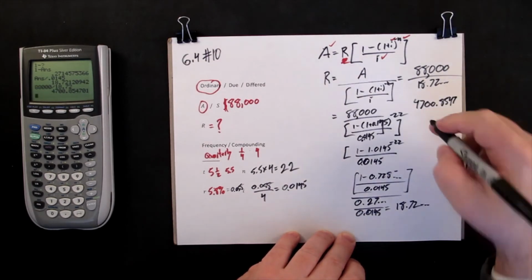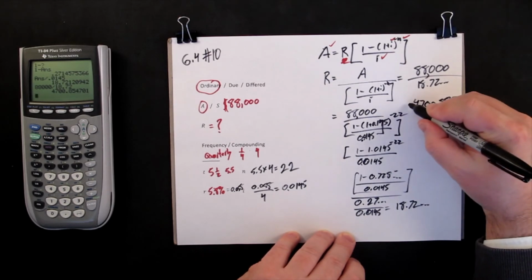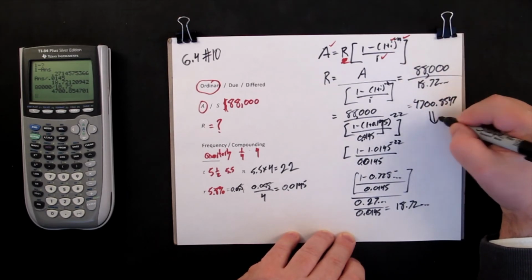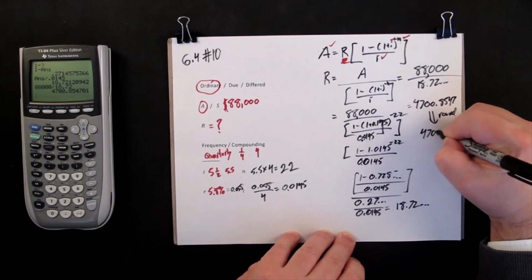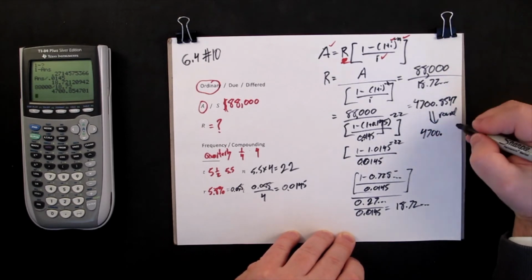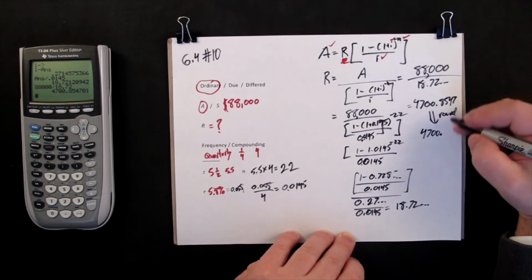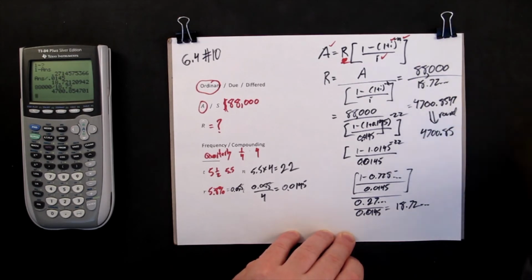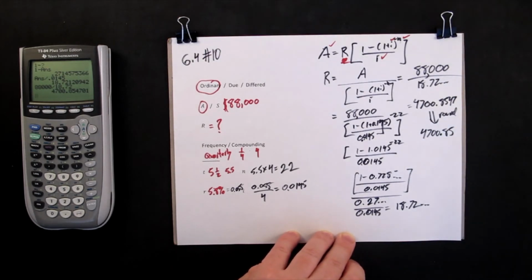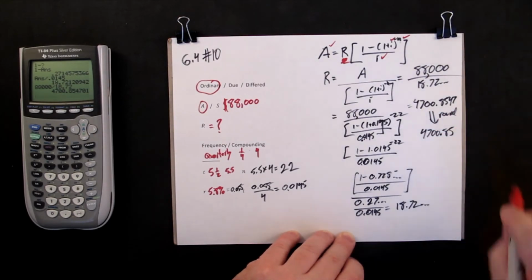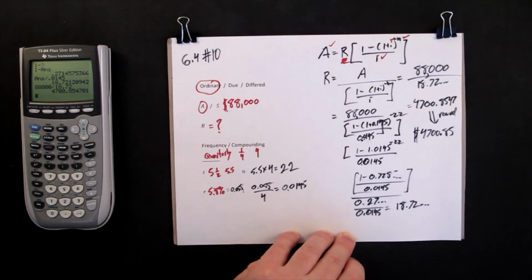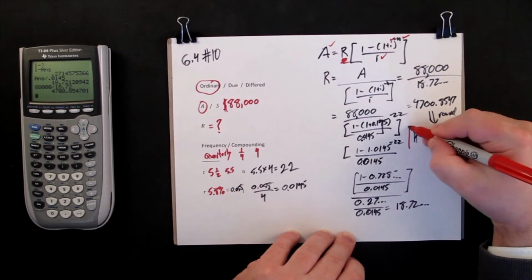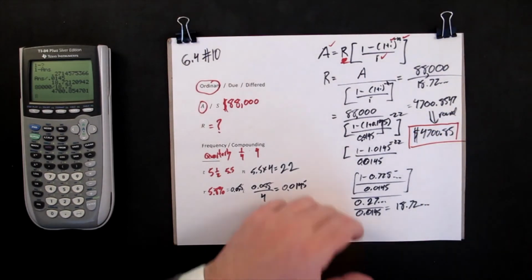And at this stage, you now want to round, so you have 4,700 and 85 dollars. So that's your final answer there.